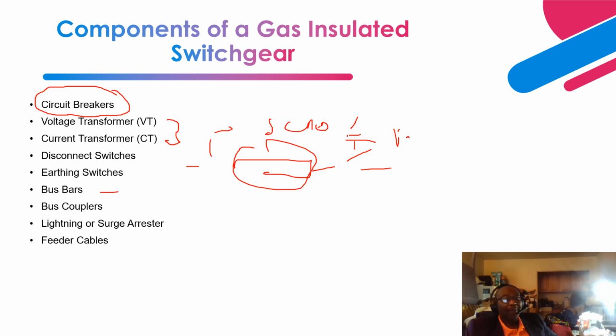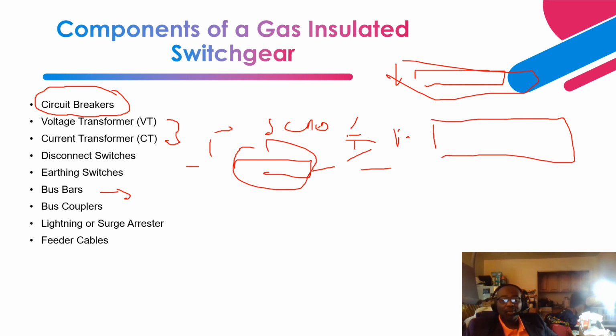Next is the bus bars. Like I indicated, for the bus bars you can have a single phase arrangement, one phase in its own enclosure: phase A, phase B, phase C, each in its own enclosure. Or you can have all three phases in a single enclosure. But the caveat is basically the voltage limitation.